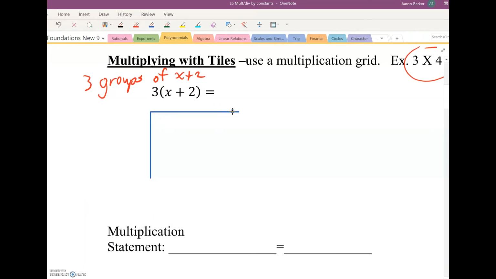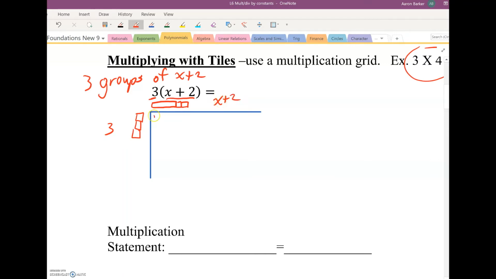Okay, so we have to get 3 groups of x plus 2. I like to arrange the 3 here. You don't have to. It could go up there. It could go either direction. It doesn't matter. However, I like to put it on the side because then it matches what we're doing. Here we have the x plus 2, so there's an x, and there's plus 1 and plus 2. So here's my x, there's my 3, there's my x plus 2.